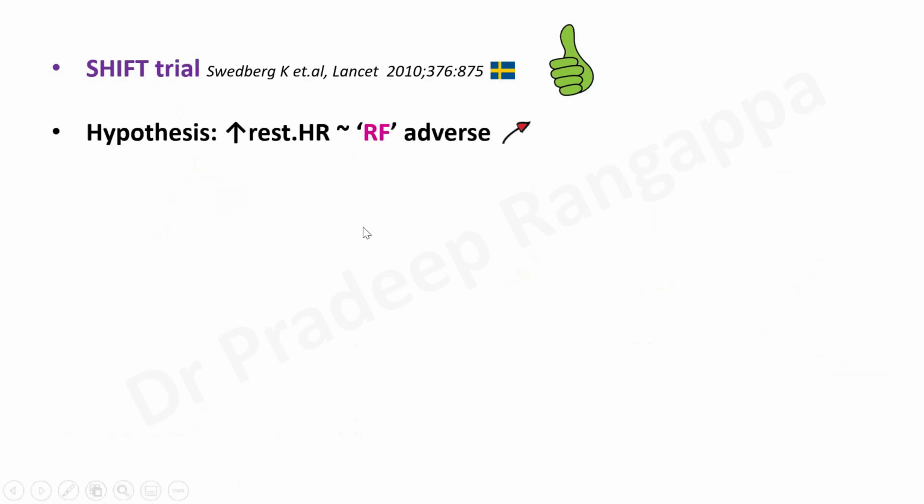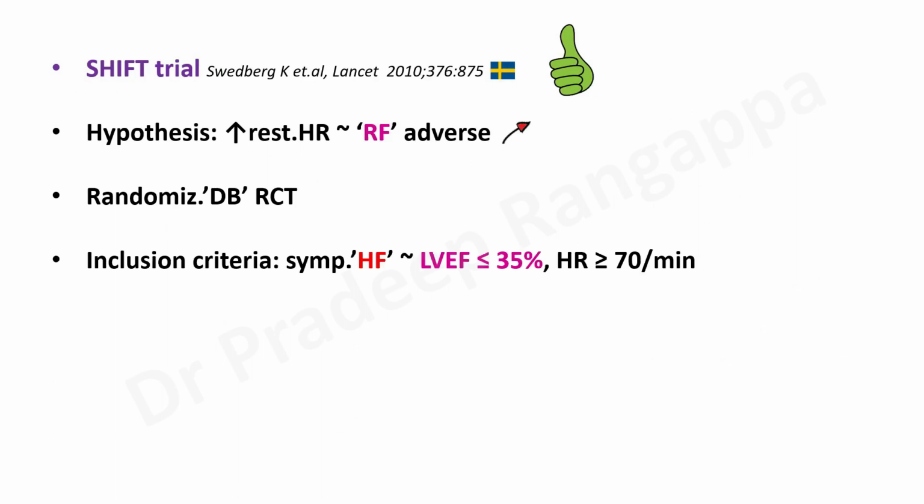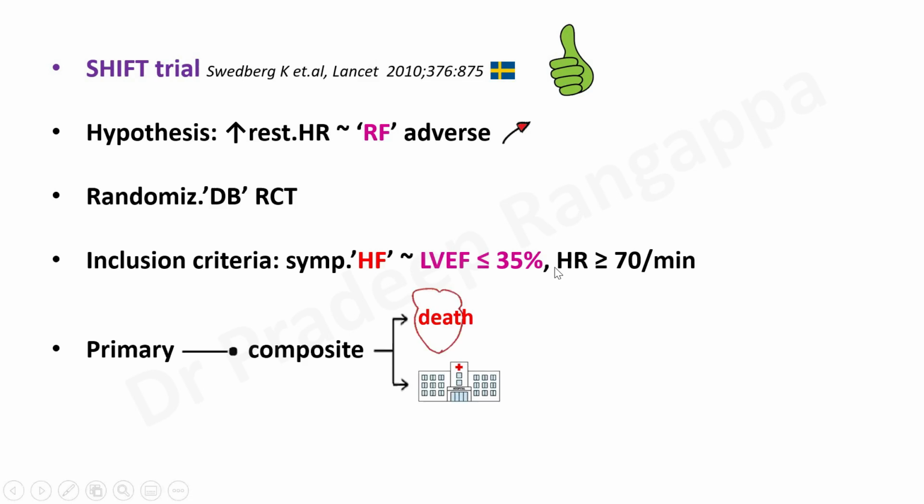So the hypothesis of this trial was that increase in the resting heart rate increases the risk factors for the adverse outcomes in cardiac patients. So this was a randomized double-blind controlled trial. So the inclusion criteria in this SHIFT trial was patients with symptomatic heart failure with LV ejection fraction of less than or equal to 35%, and they had to have a heart rate of more than or equal to 70 per minute.